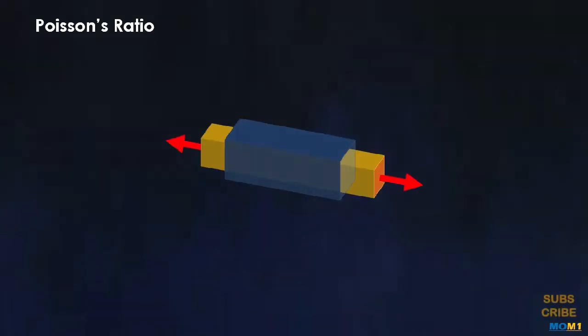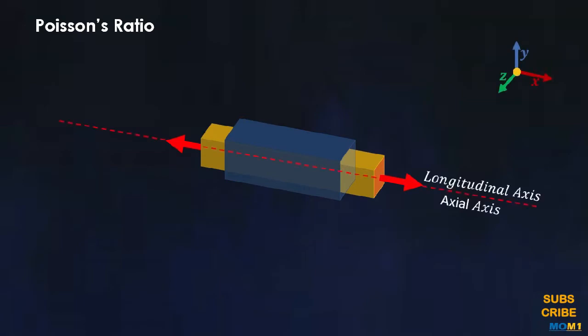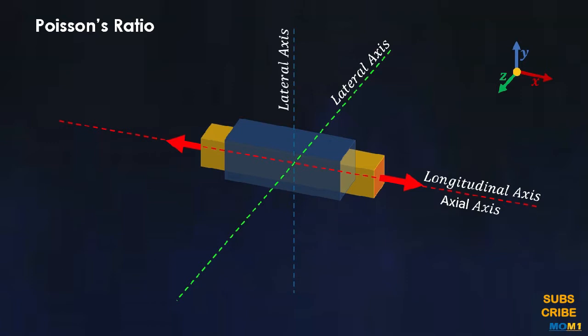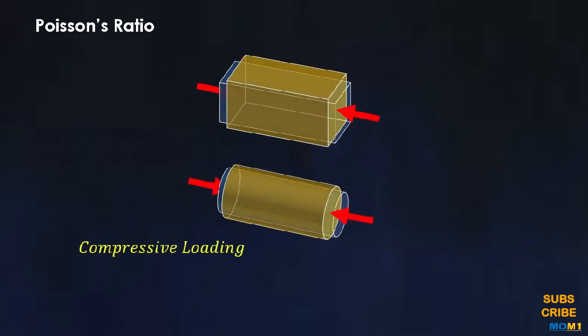The direction in which the load is applied is known as the longitudinal axis or the axial axis, and the axis perpendicular to the load is known as the lateral axis. Similarly, once we compress the cylindrical bar, its dimension will reduce along the longitudinal axis, but at the same time, the dimensions will increase along the lateral axis.